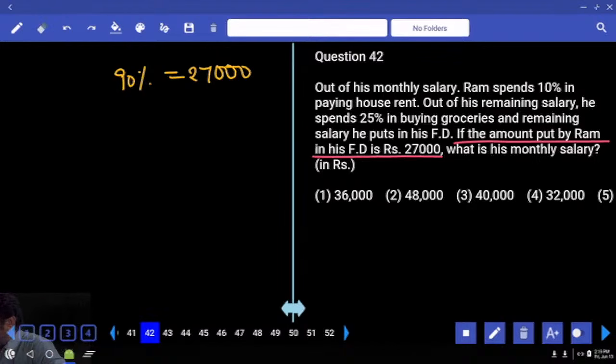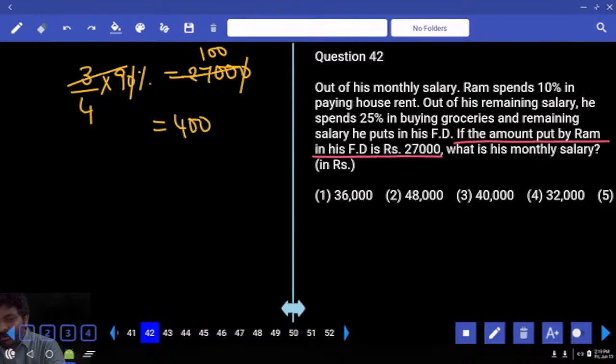Can I write 75% as 3 by 4? If you write it as 3 by 4, first of all, left hand side, right hand side, 0 cancel. Numerator 9 3s 27, 27, and then 2 more zeros. So 1% value is equal to 400. We need 100% salary. Add 2 more zeros. 40,000 answer. Clear?